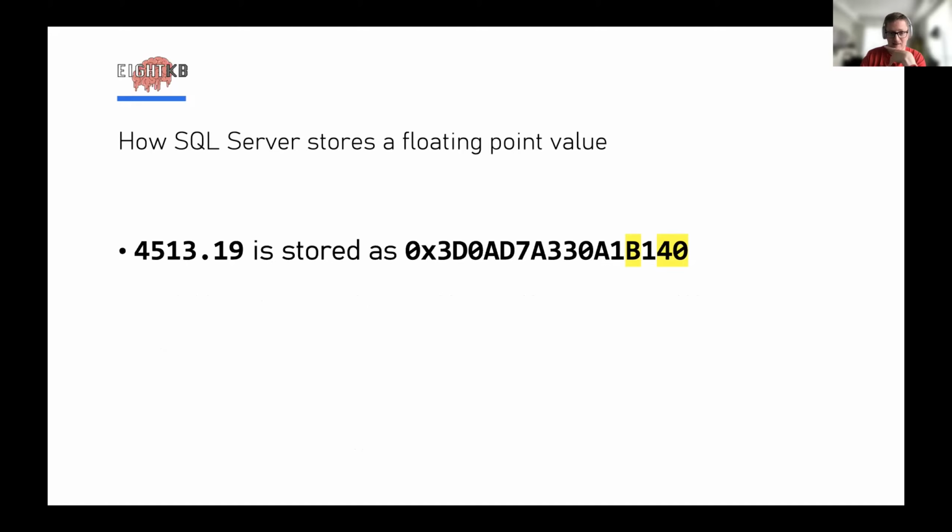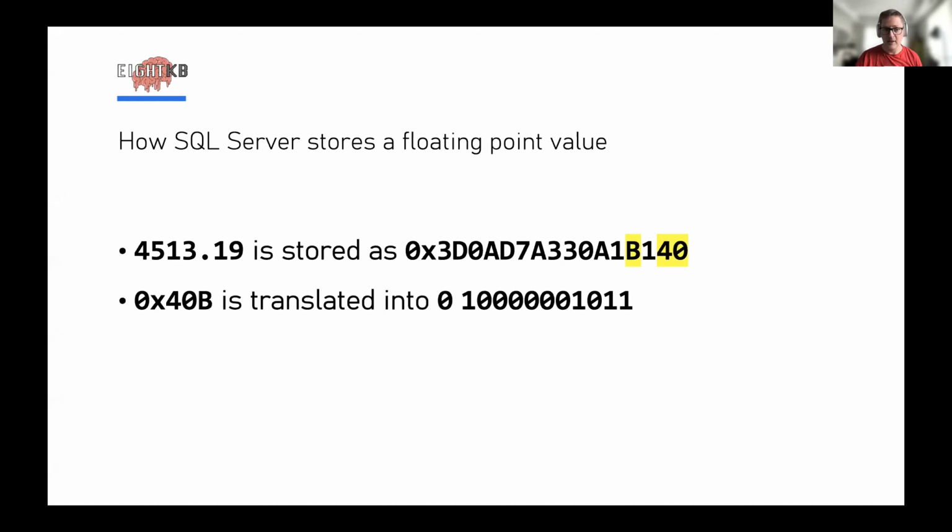4513.19 is stored as that number. It's 8 bytes wide. Is it 8 bytes? 1, 2, 3, 4, 5, 6, 7, 8. It is 8 bytes wide. So why have I gone and highlighted some weird stuff at the end? Because once again, little endian, it's actually byte flipped.